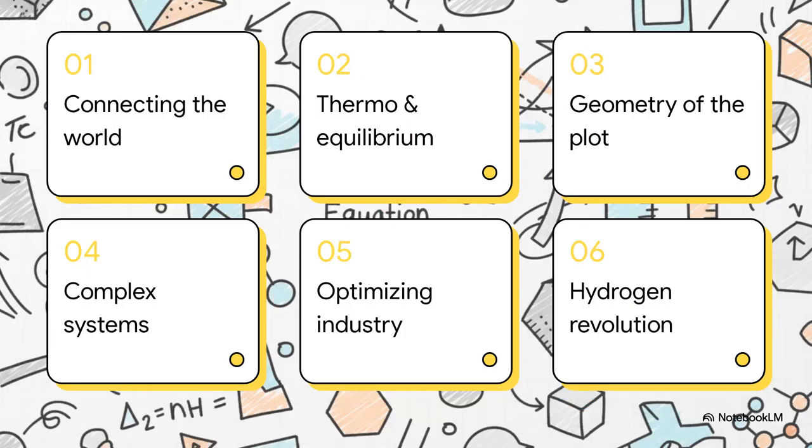Here is our roadmap for today. We'll start with the equation connecting the world, break down thermodynamics and chemical equilibrium, and then look at the geometry of the Van 't Hoff plot. After that, we'll explore complex systems, the optimization of industry, and finally, the future hydrogen energy revolution.